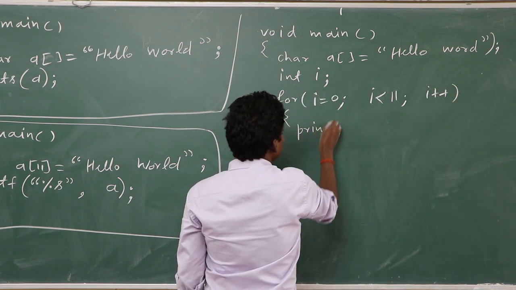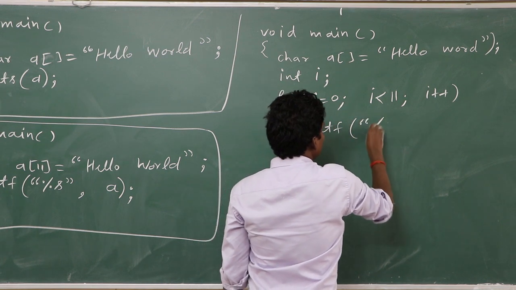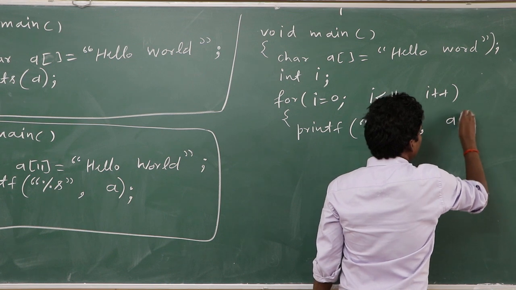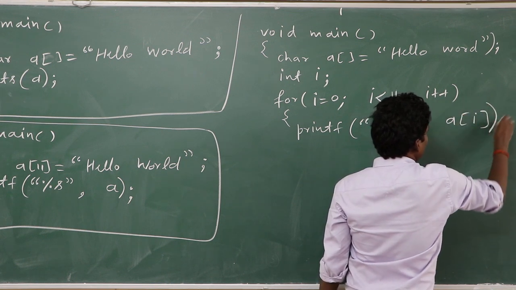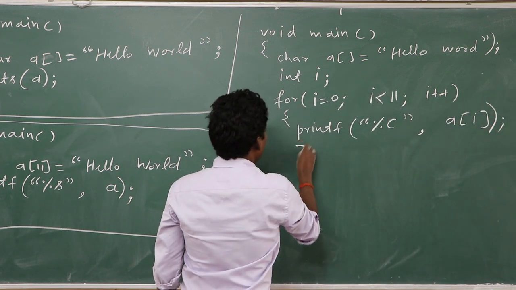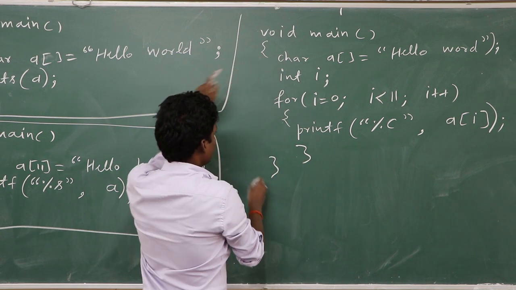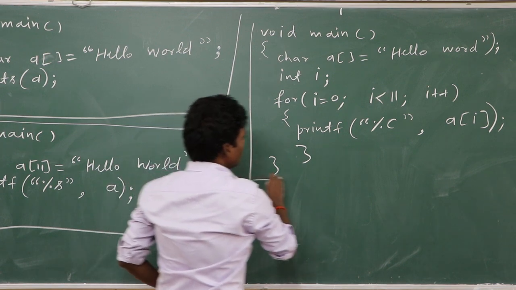printf %c a of i. This for loop is closed here and this main is closed here. This is another problem.